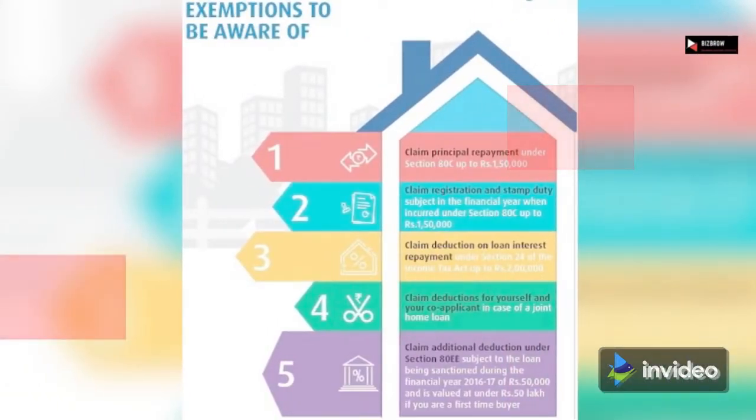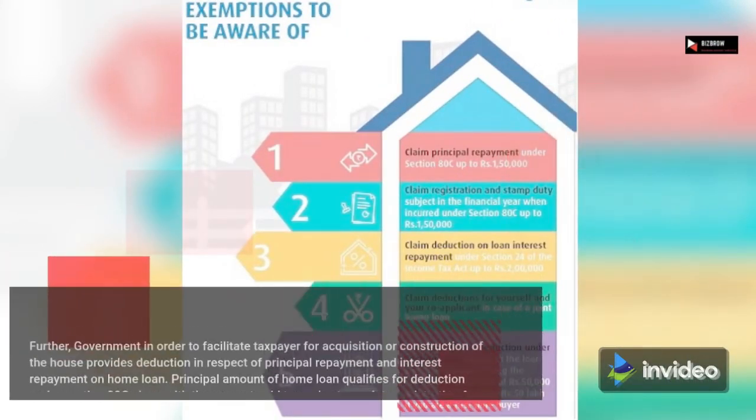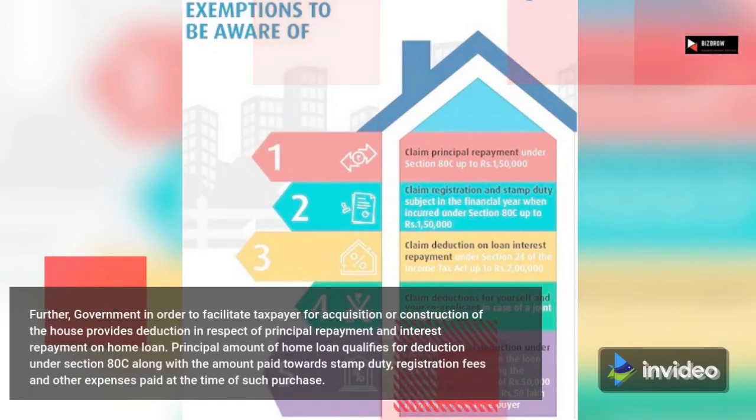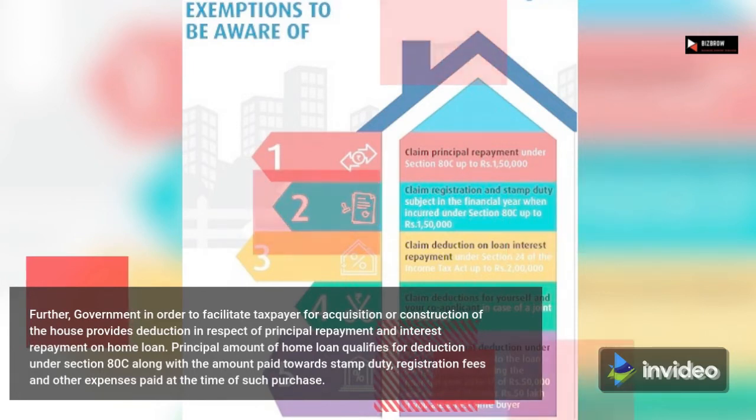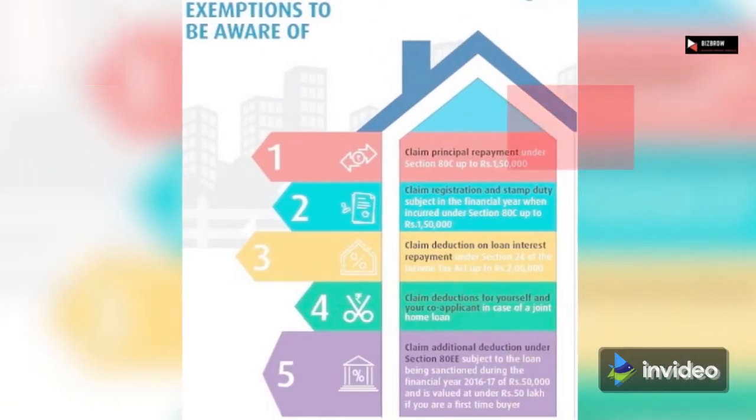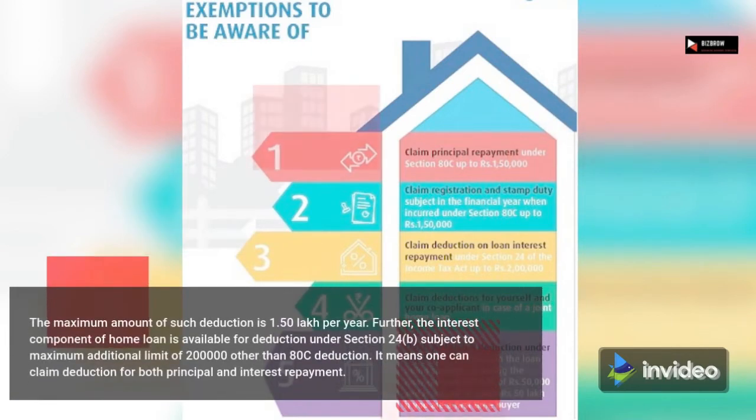Further, the government, in order to facilitate taxpayers for acquisition or construction of a house, provides deduction in respect of principal repayment and interest repayment on home loan. Principal amount of home loan qualifies for deduction under Section 80C along with the amount paid towards stamp duty, registration fees and other expenses paid at the time of such purchase. The maximum amount of such deduction is 1.50 lakh per year.